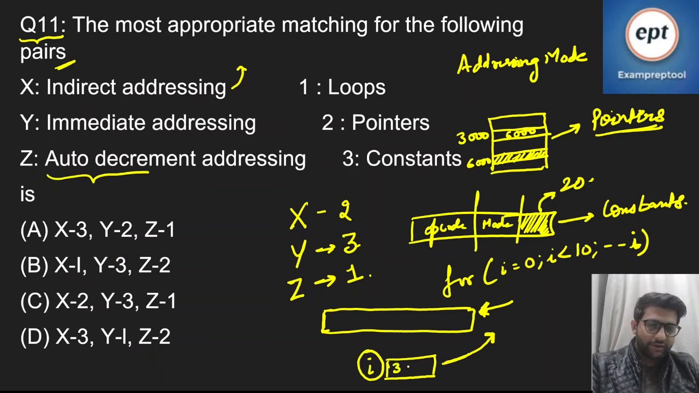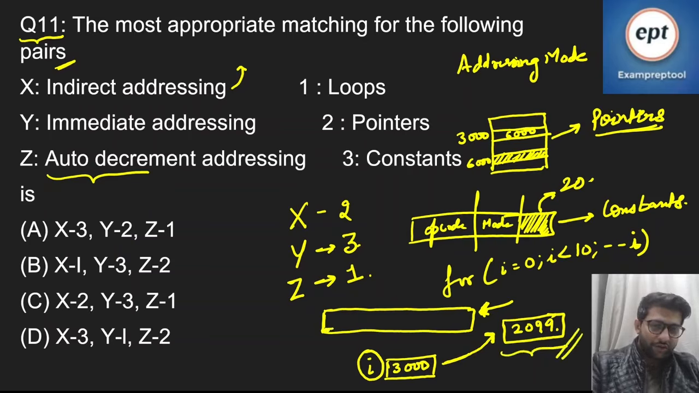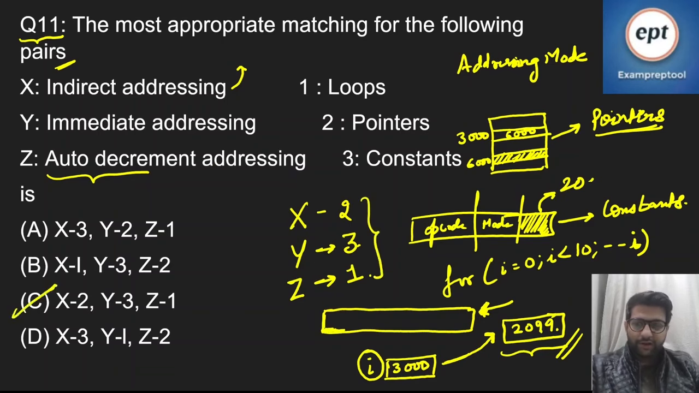So let's say the value was 3000, and we execute this particular instruction. Then it will auto decrement this register value to, let's say, 2999. This will be done automatically, and the instruction does not need to tell the CPU explicitly to decrement this value. So this is auto decrement addressing. That is why the answer will be x2 y3 z1. So that will be option C.